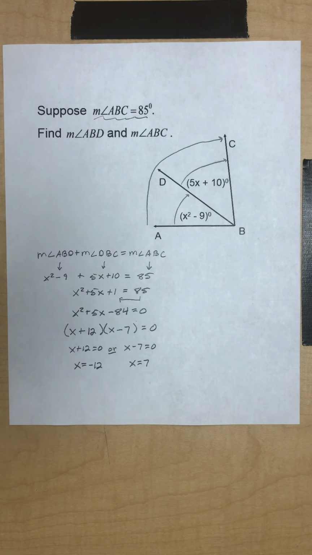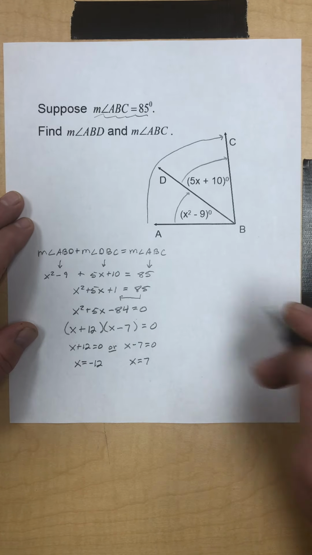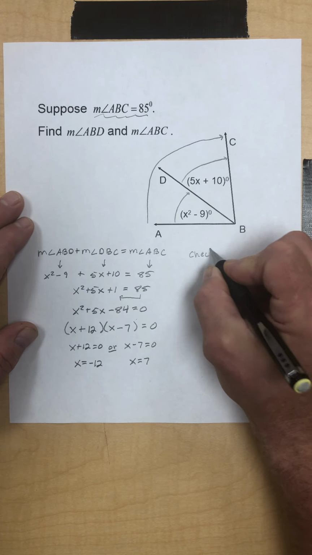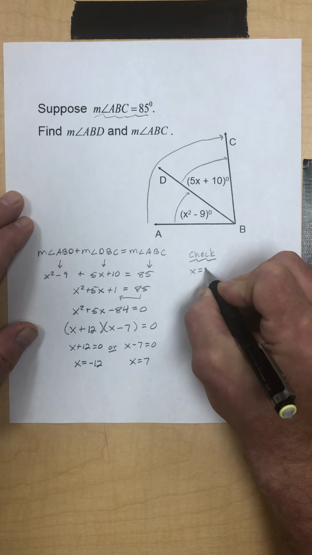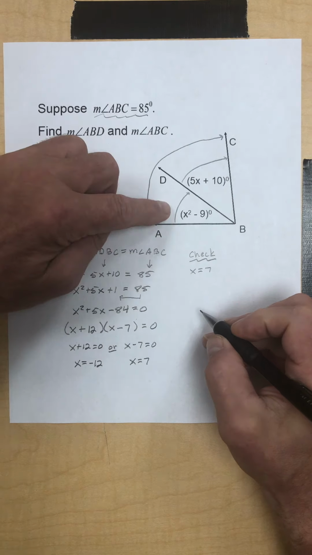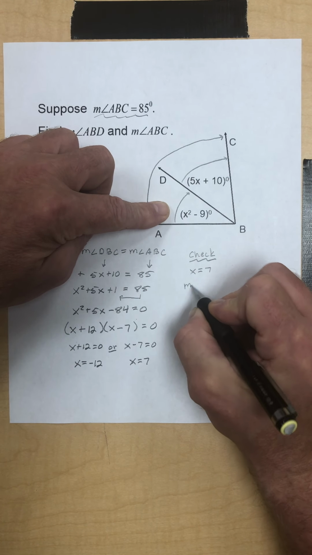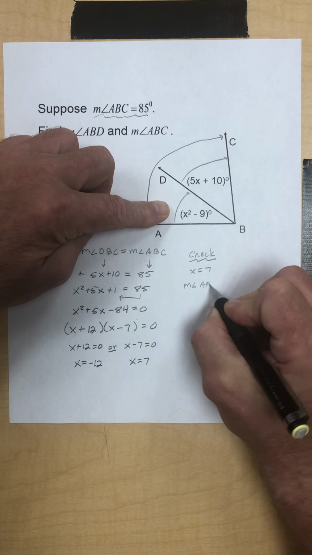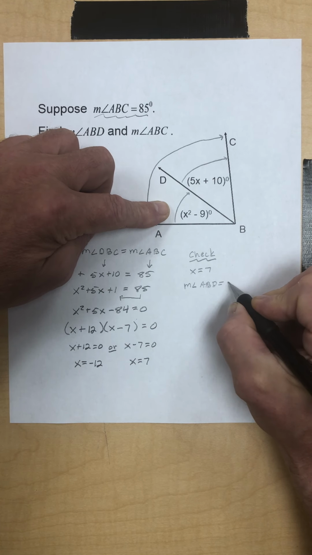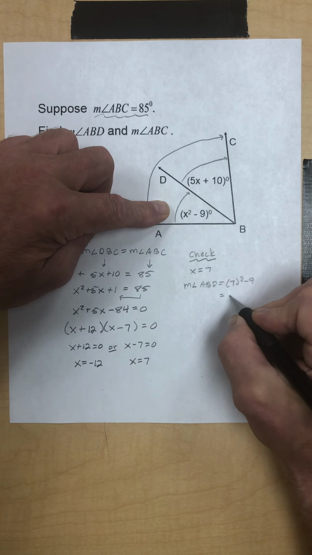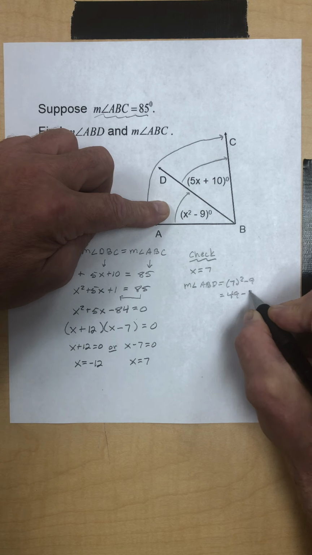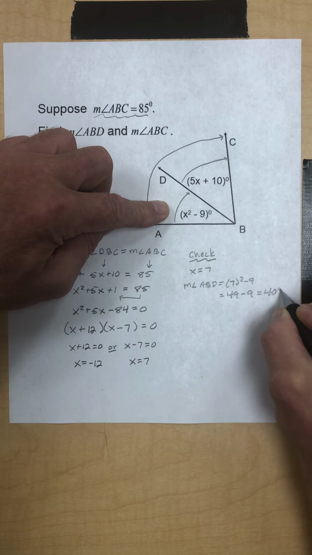Okay, so let's see. I've got two possible solutions, so I have to check these. You know, does one of them work? Do both of them work? I don't know. Okay, so I've got to check. Okay, so let's check x equals 7 first. Okay, so when x equals 7, I've got to go back up here and evaluate. So we get the measure of angle ABD equals 7 squared minus 9. Okay, 7 squared is 49 minus 9, that would give me 40 degrees.